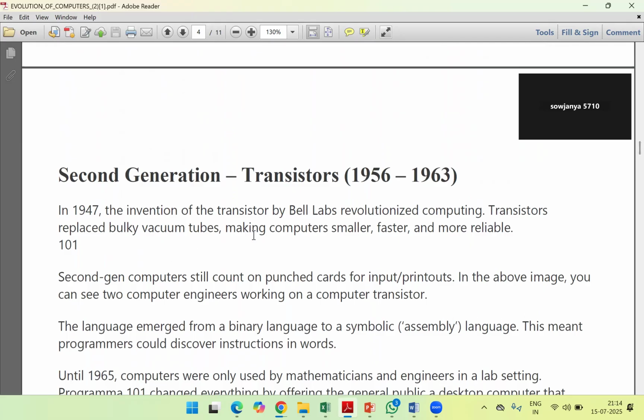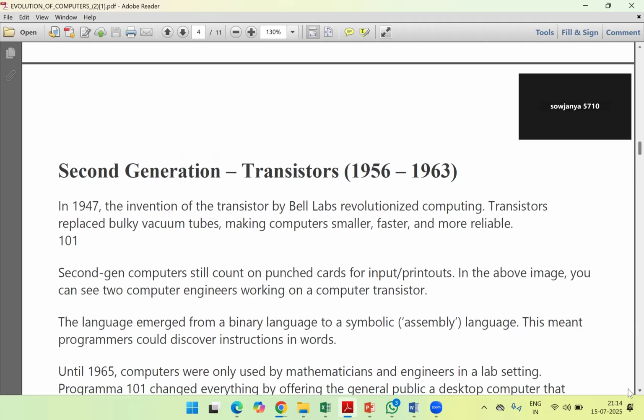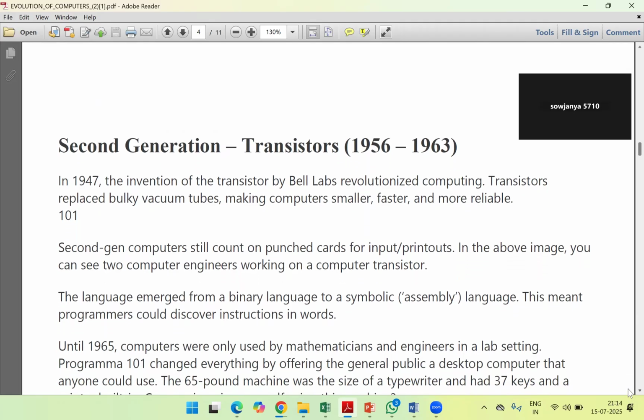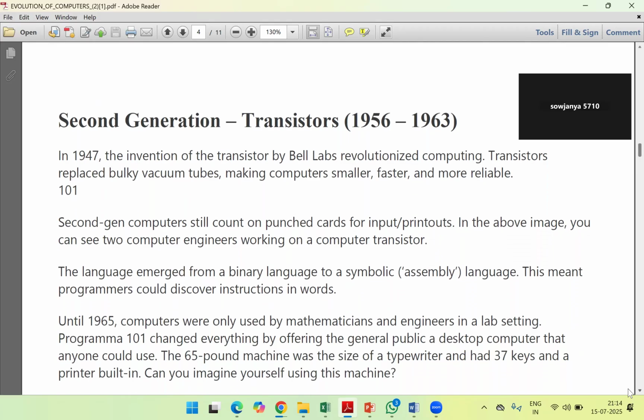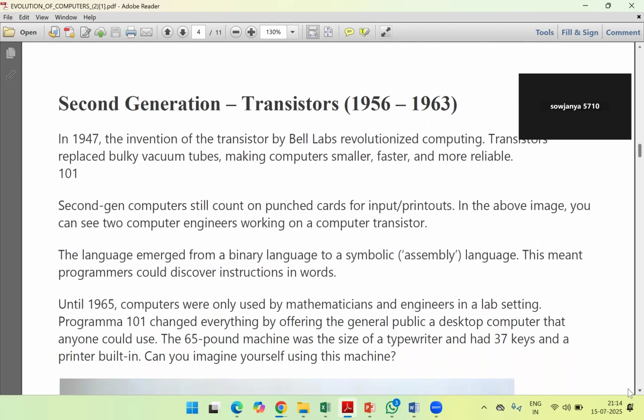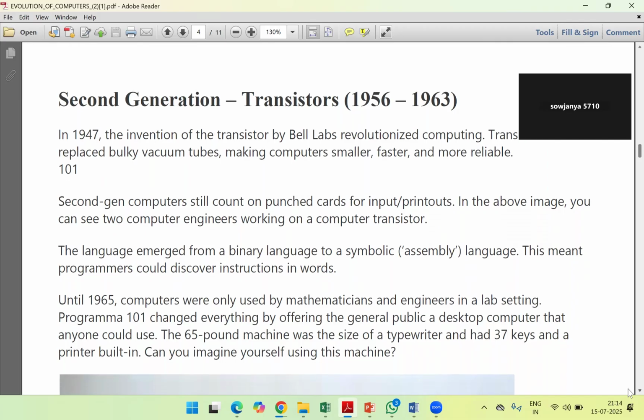In 1947, the invention of the transistor by Bell Labs revolutionized computing. What is that? Transistors replaced bulky vacuum tubes, making computers smaller, faster, and more reliable. In the previous generation, we saw that the computer occupied a room. Now in the second generation, the size of the computer is reduced because of the invention of the transistor.